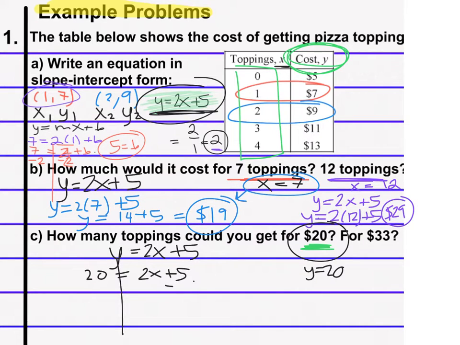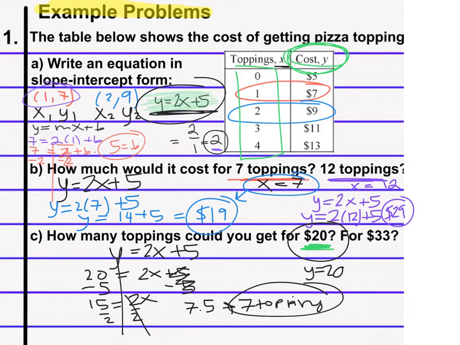Now I have a two-step equation. I subtract 5. 20 minus 5 is 15. 5 minus 5 makes a 0. My second and final step is to divide by 2. 15 divided by 2 is 7.5. You might be able to get a half of a pizza topping. If not, you would round down to 7 toppings.